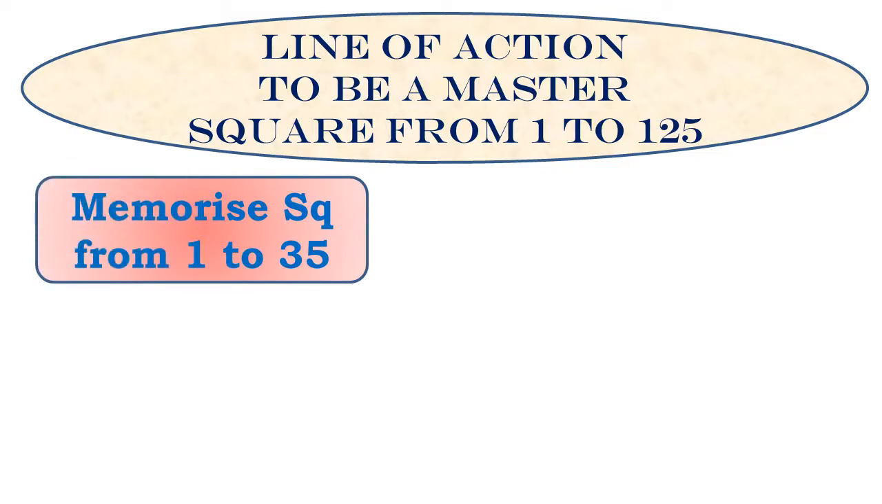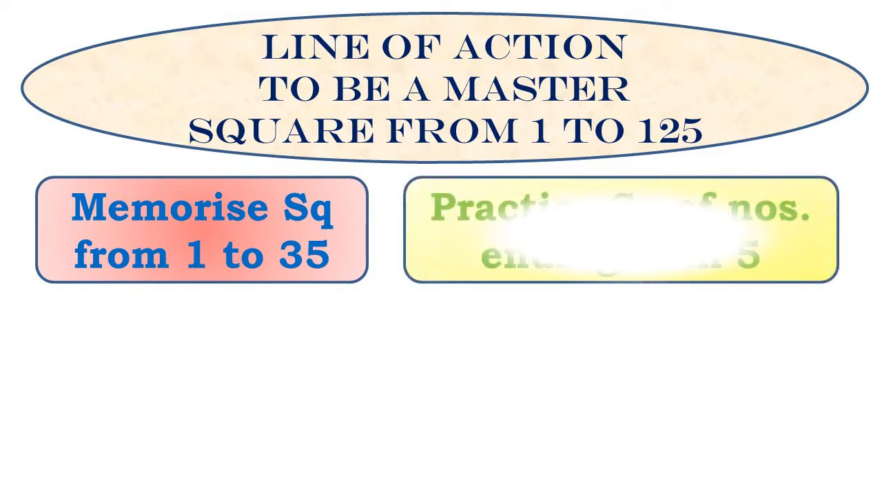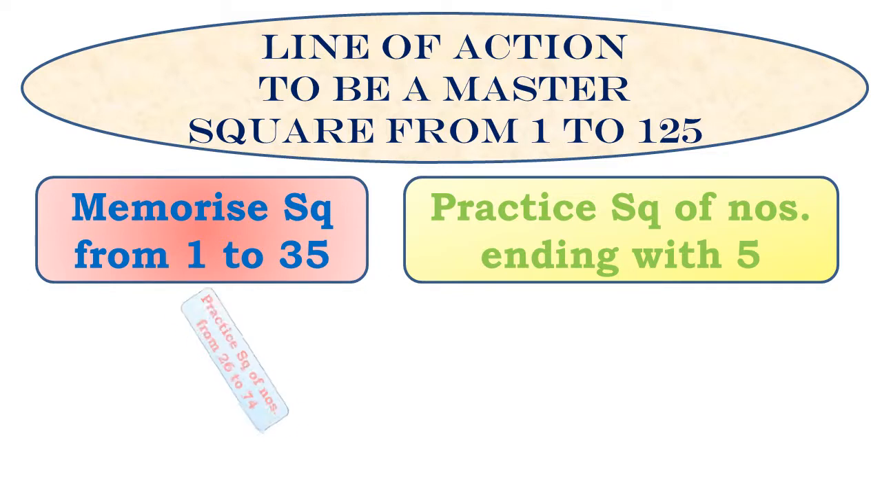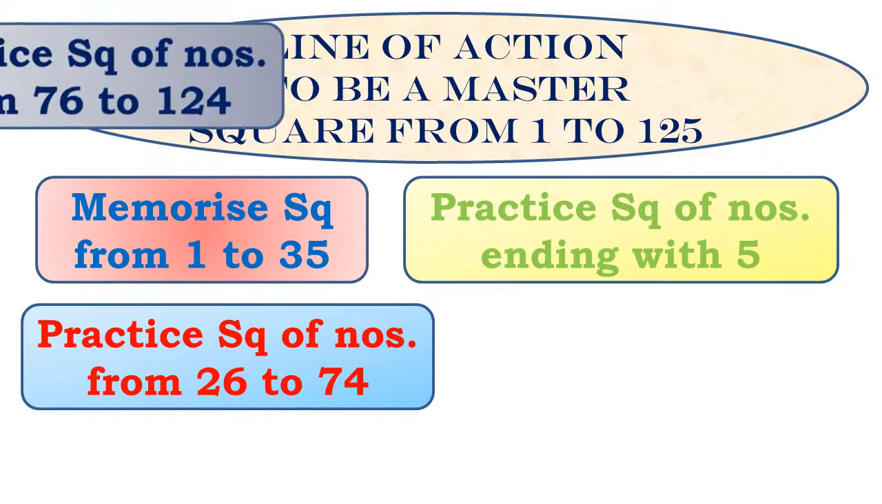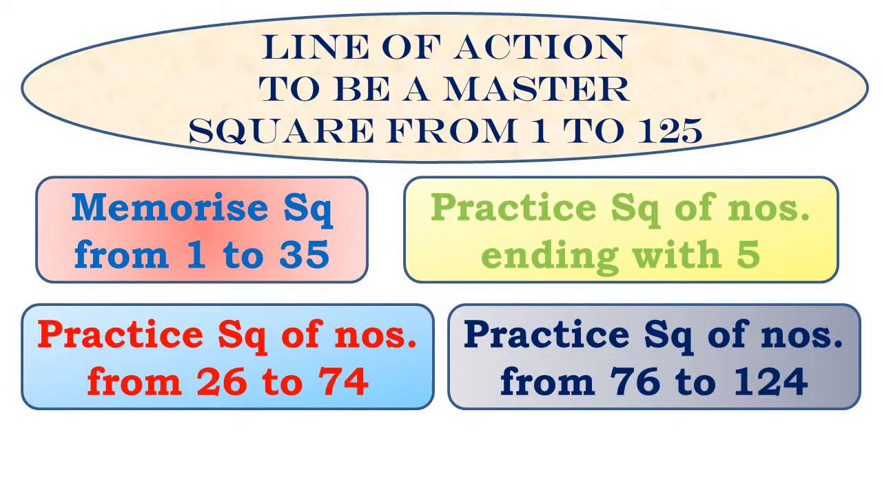Memorize. See, you cannot have a shortcut technique for everything. God has given you a beautiful mind, a strong mind which can store lots of data, which can learn absolutely anything. So try to memorize squares from 1 to 35. This is the minimum target I am giving you. The next is to practice squares of numbers ending with 5, and practice squares of numbers from 26 to 74, and the last category, practice squares of numbers from 76 to 124.